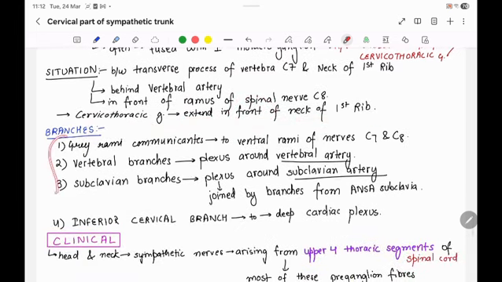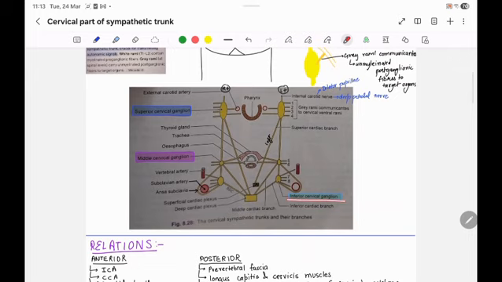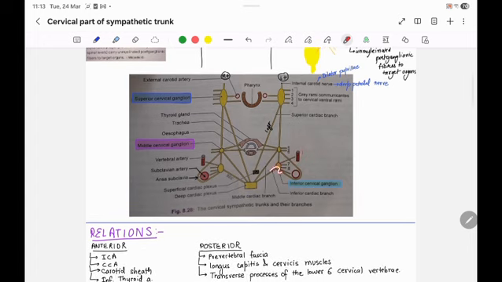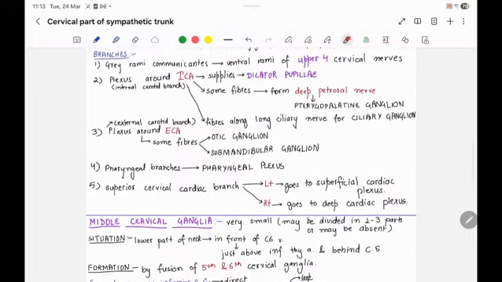So what are the branches? Again, we have 4 branches. We will see in the diagram only. So we have the inferior cervical ganglion here, and again we have the gray rami communicantes, the 7 and 8, okay, and one branch is going to the vertebral artery. It will form a plexus again, and then we have the inferior cardiac branch, and one branch is also going to the subclavian artery. Let's see.